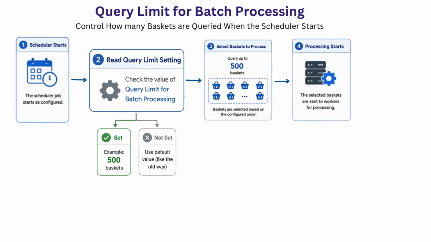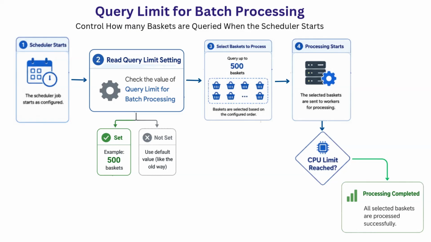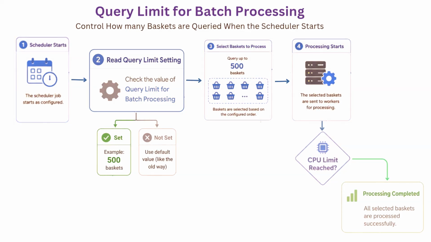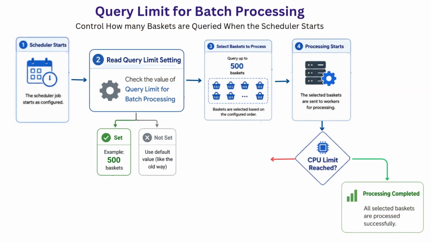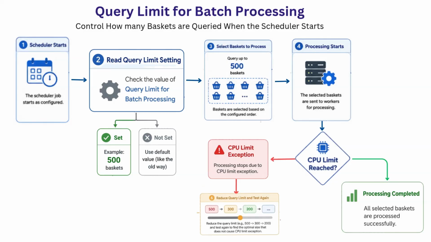Step 4, processing starts. Selected baskets are updated from init to worker and then to processing status, where they are processed in the background. Once processing is complete, their status is updated to completed. If CPU limit reached? If the configured query limit does not cause a CPU limit exception, the baskets are processed successfully. But if the configured query limit is too high and causes a CPU limit exception, you should reduce the query limit value and try again.